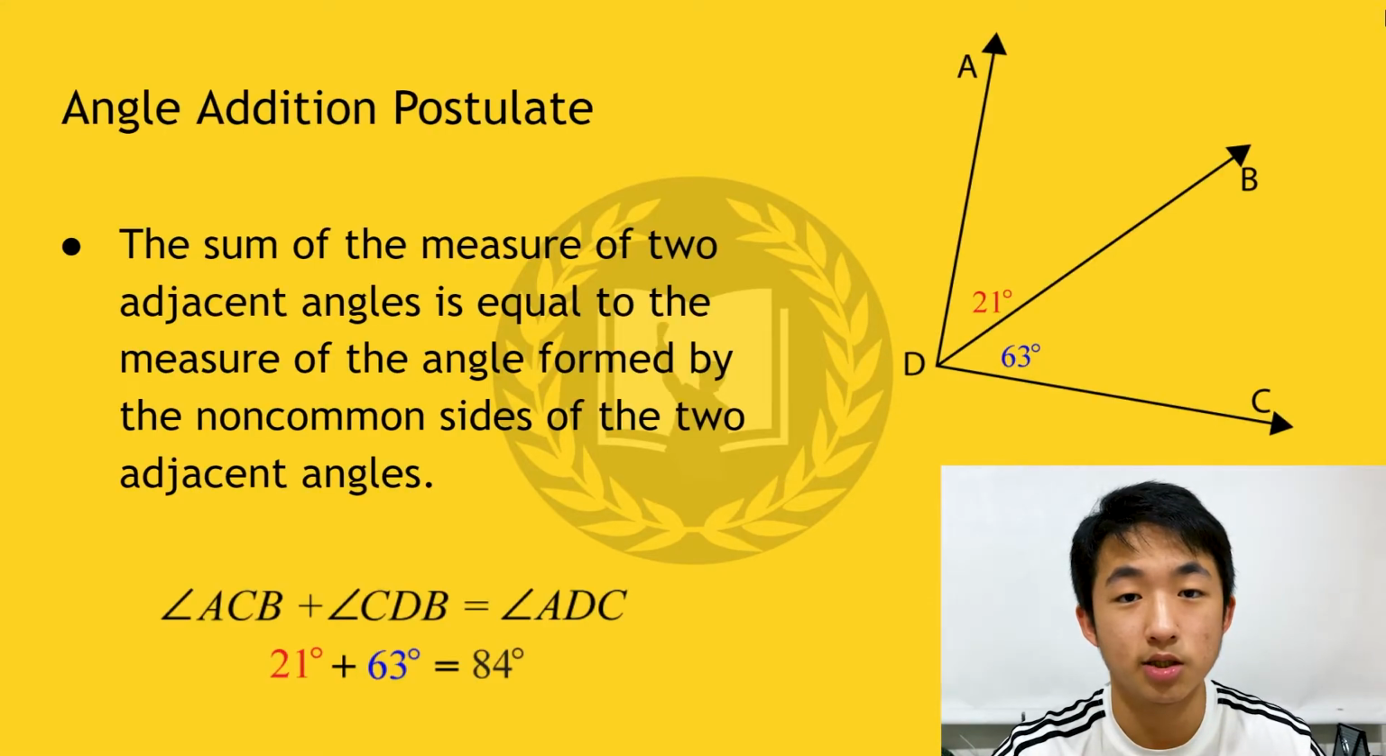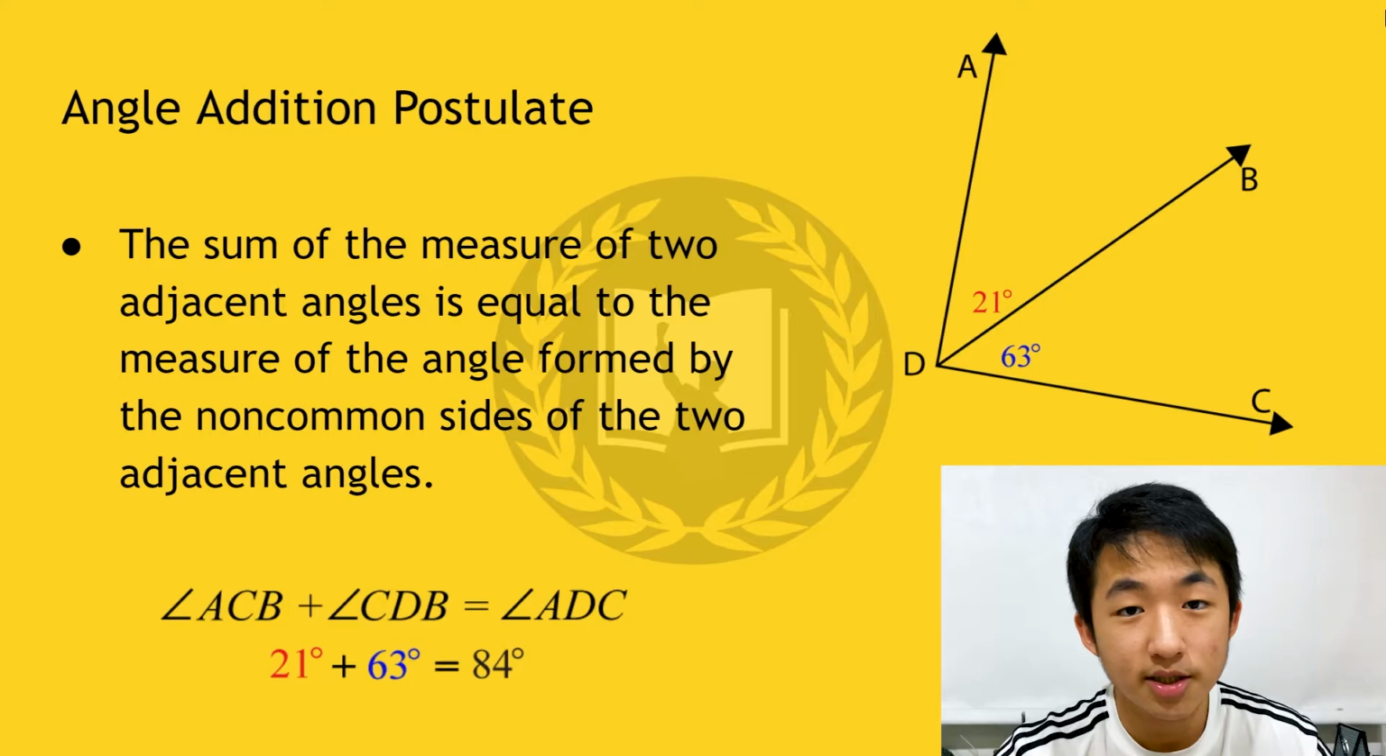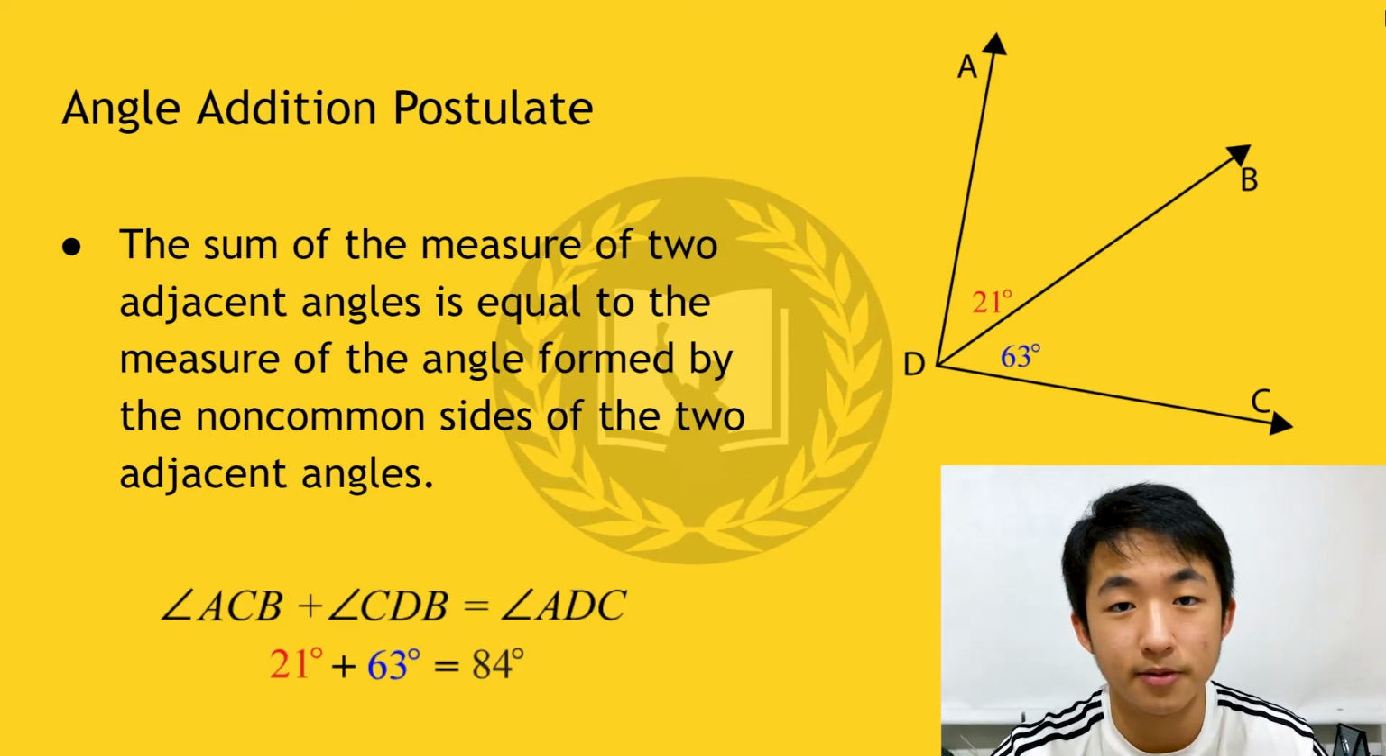The angle addition postulate states that the sum of the measures of 2 adjacent angles is equal to the measure of the angle created by the non-common sides of these 2 adjacent angles. Essentially, just add the 2 measures together to find the measure of the bigger angle. That's it to this postulate.